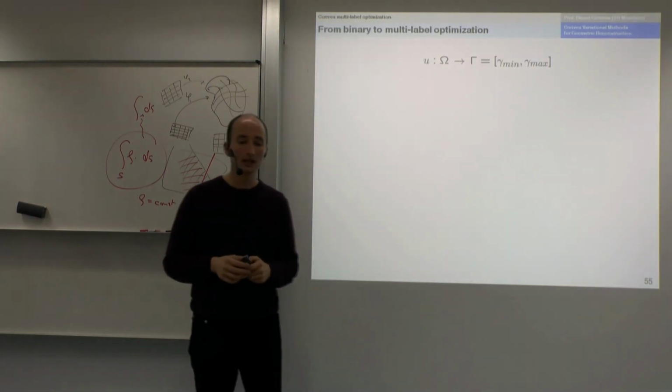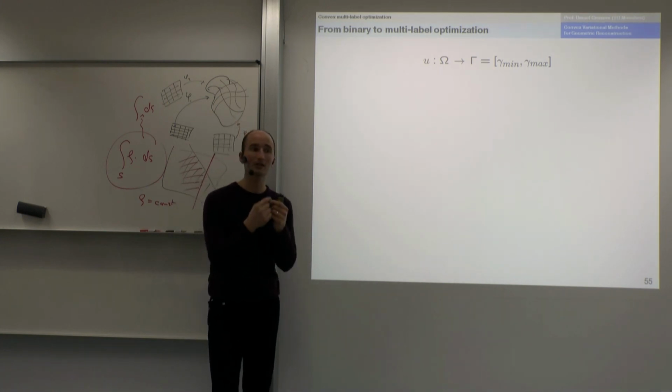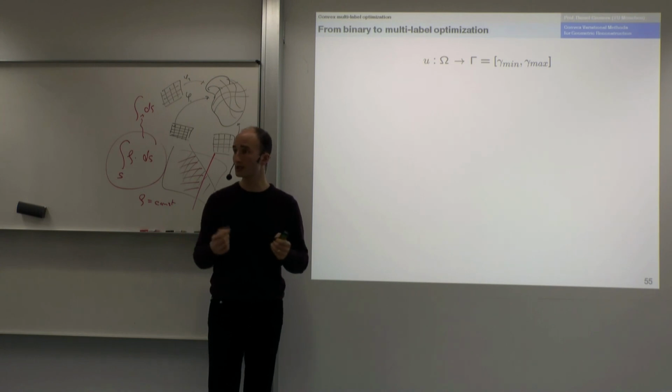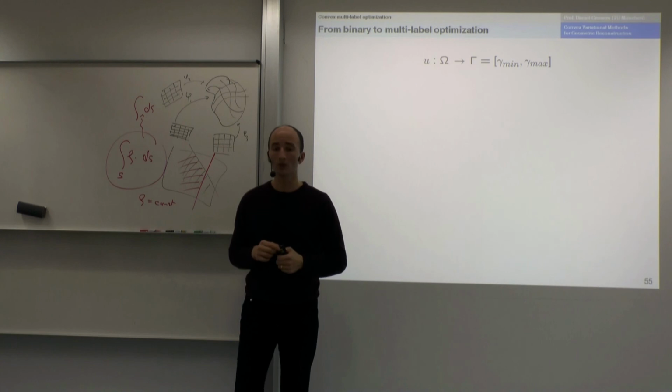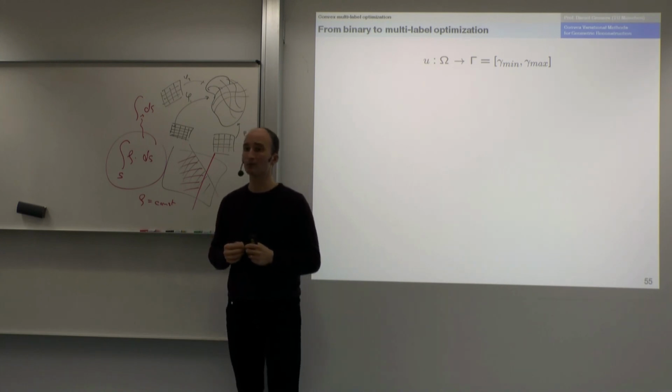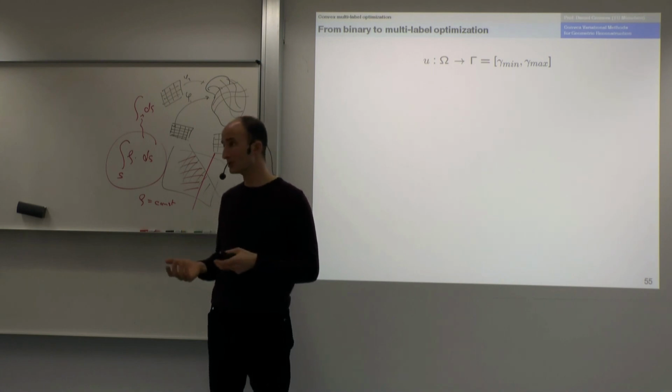One extension is to go from binary labeling problems, where we assign just 1 and 0 to each point in space, to what's called multi-label optimization. We already saw one such example, and that was the segmentation, not into 2 regions, but into multiple regions.